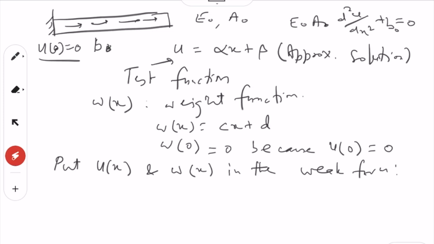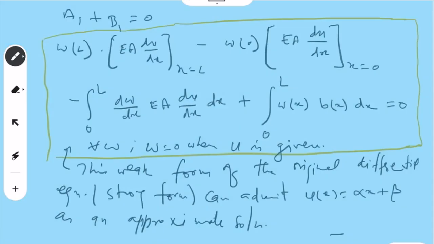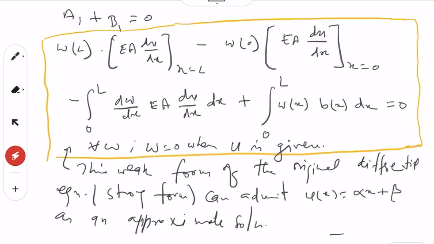One boundary condition we also have, and which boundary condition? We also have, if L equal to 0, and then because there is no force here, that means E naught A naught du over dx at x equal to L equals 0. This is also given to us. So we can identify this in the weak formulation here.